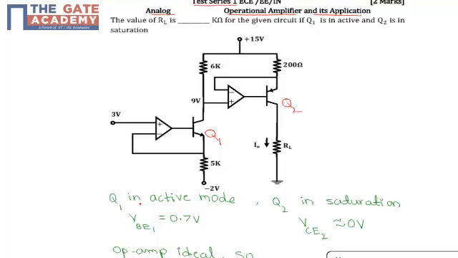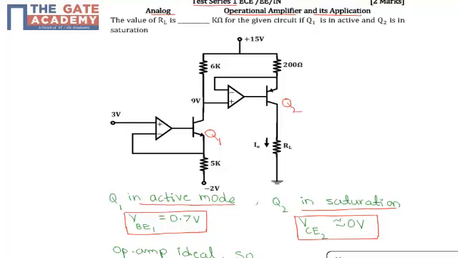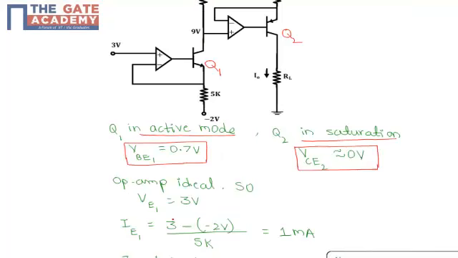When Q1 is in active mode, then VBE1 is equal to 0.7 volts. If Q2 is in saturation, then VCE2 is nearly equivalent to 0 volts. If the op amp is ideal, the emitter voltage of transistor 1 will be equal to 3 volts.